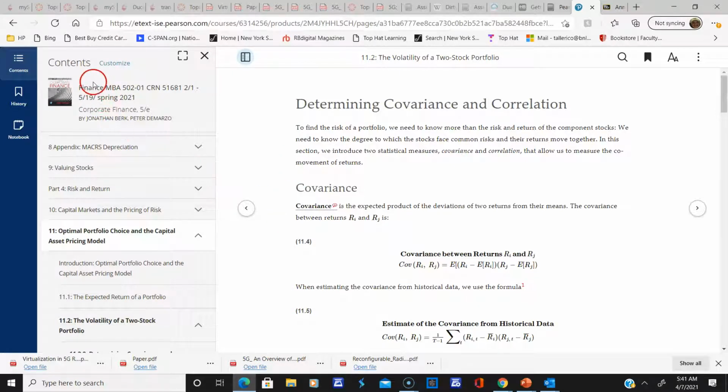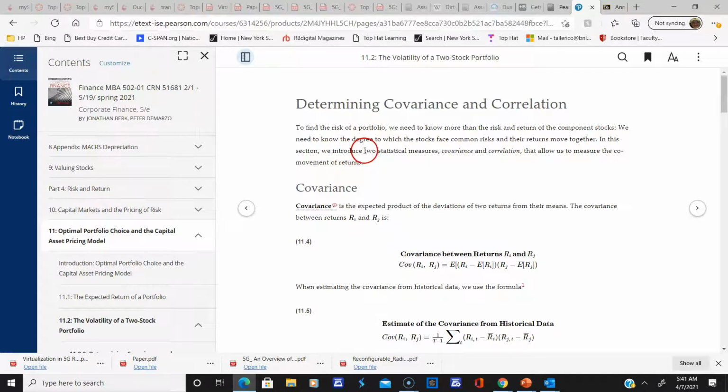Okay, so this is my textbook from MBA 502, and this is called Corporate Finance, a little more advanced, by Berk and DeMarzo. So how do we determine perfectly negative correlation? To find the risk of a portfolio, we need to know more than the risk and return of the component stocks. So that means more than the standard deviation, right? We need to know many things. We need to know the degree to which the stocks face common risks and their returns move together.